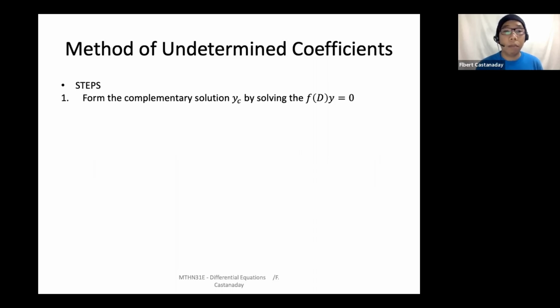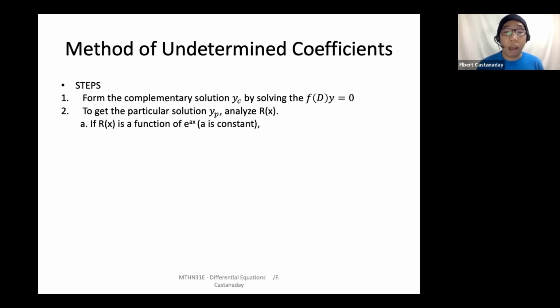So first step, you are to form the complementary solution, or y sub c, by solving, of course, f of D of y equal to 0. So you deal with the left-hand side of the equation. And second, to get the particular solution, y sub p, we analyze the right-hand side of the equation, or the r of x.